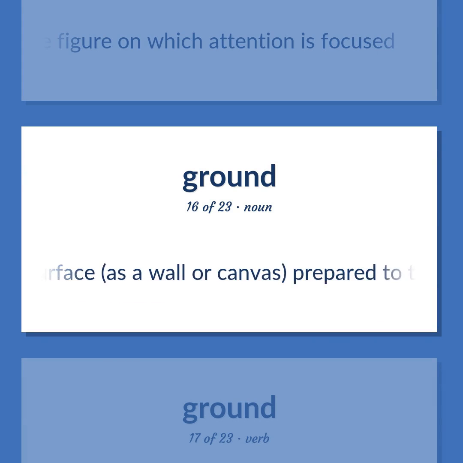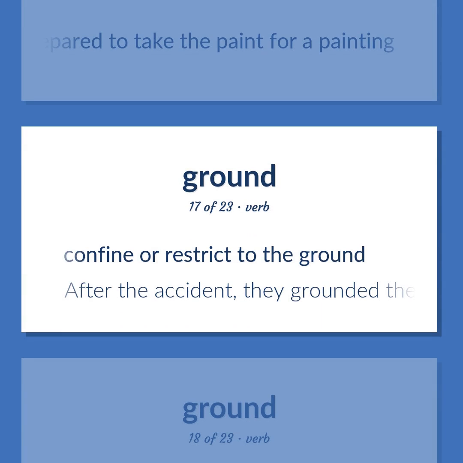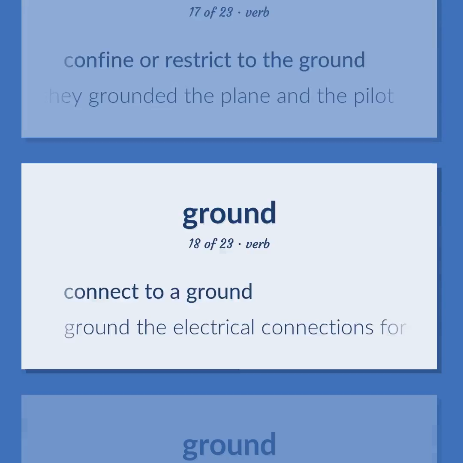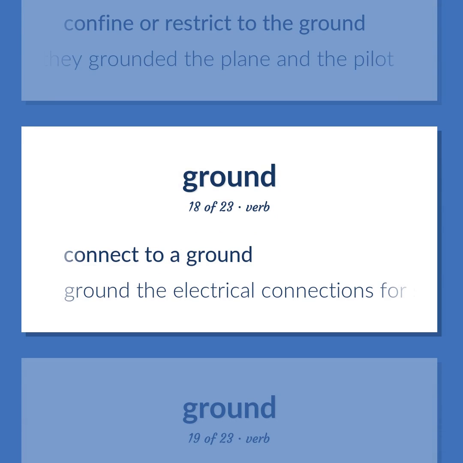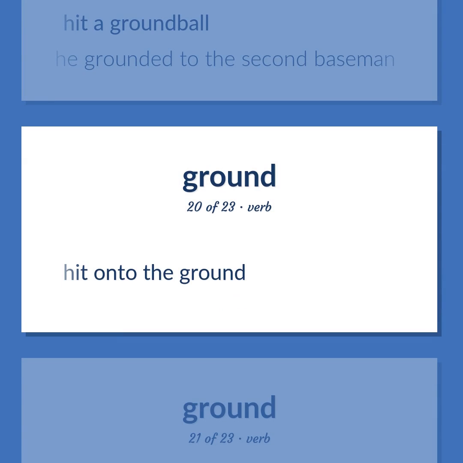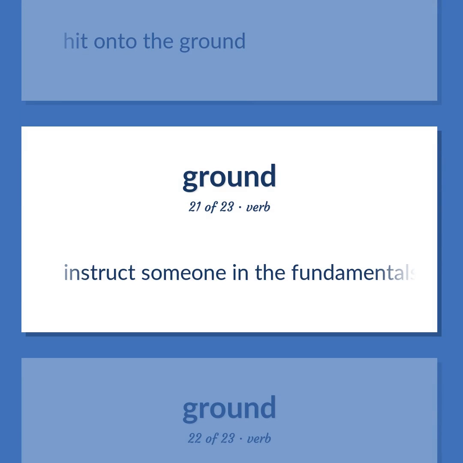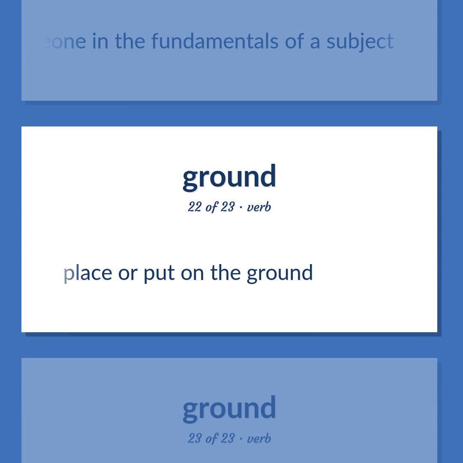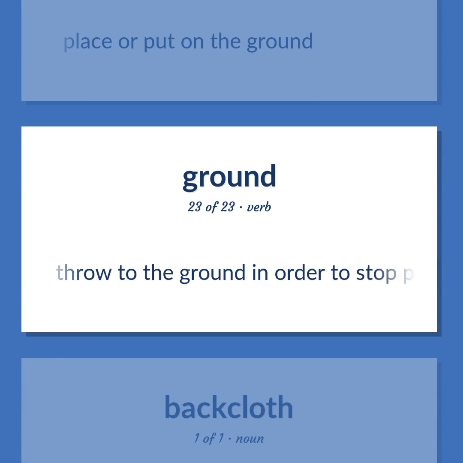Art, the surface, as a wall or canvas, prepared to take the paint for a painting. Confine or restrict to the ground. After the accident, they grounded the plane and the pilot. Connect to a ground. Ground the electrical connections for safety reasons. Hit a ground ball. He grounded to the second baseman. Hit onto the ground. Instruct someone in the fundamentals of a subject. Place or put on the ground. Throw to the ground in order to stop play and avoid being tackled behind the line of scrimmage.